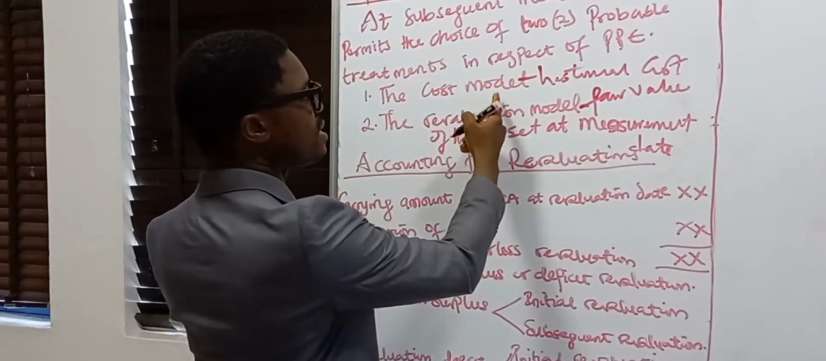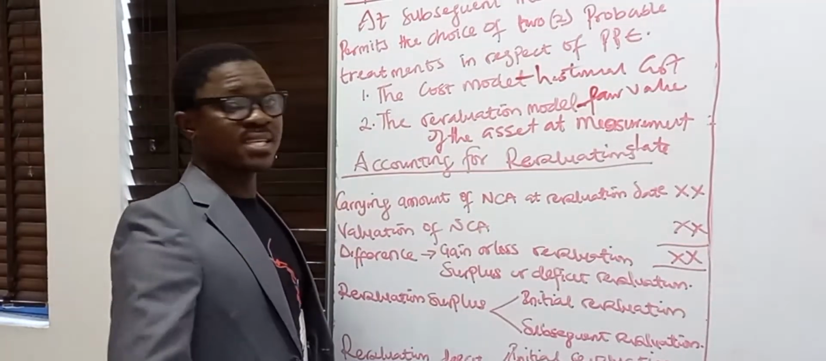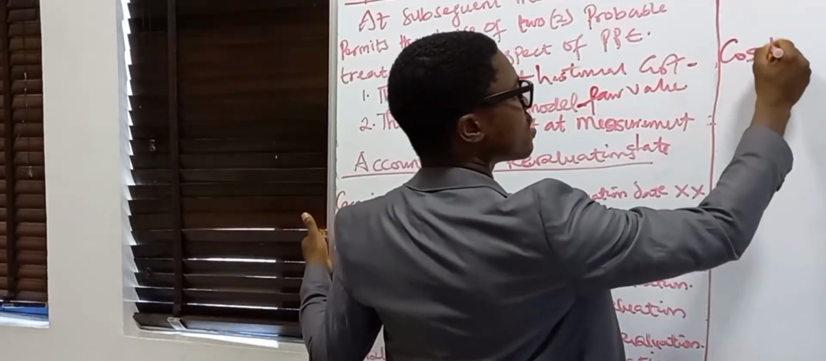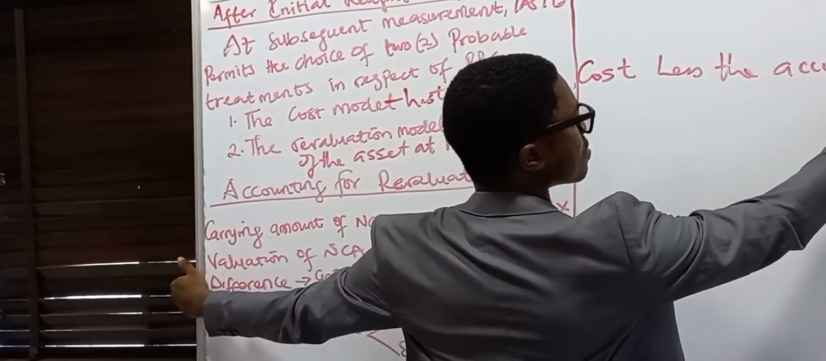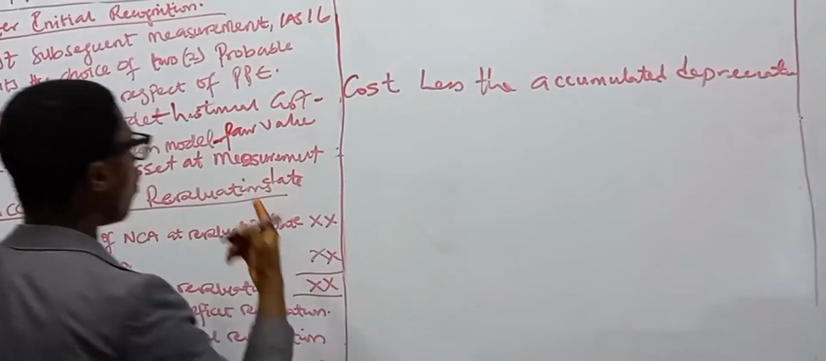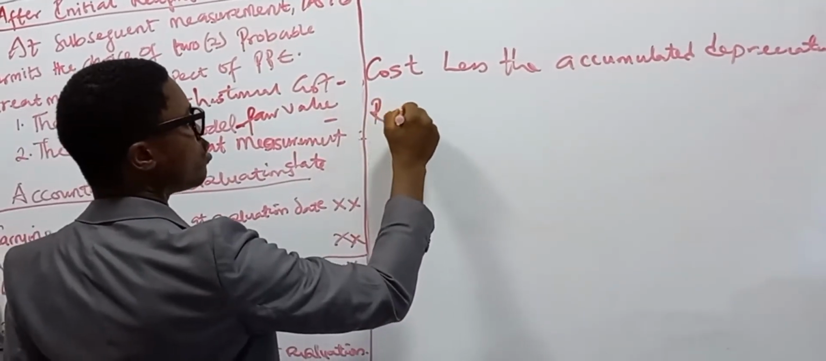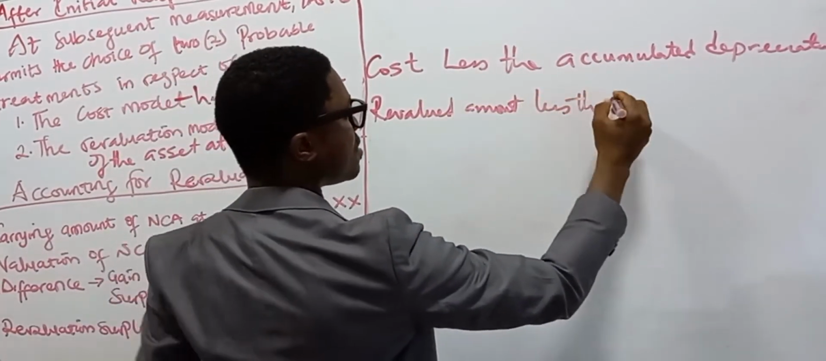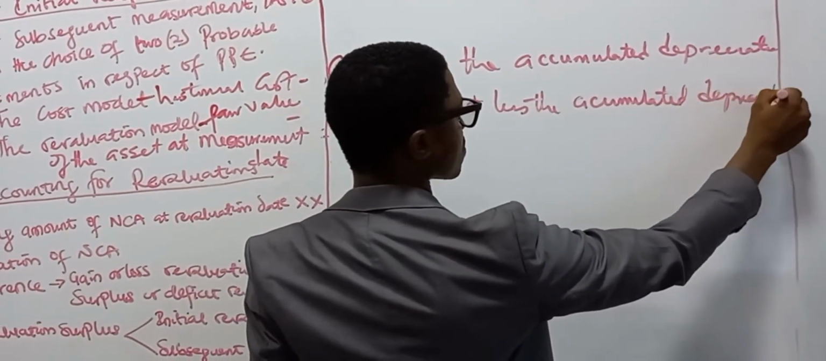What does this historical cost mean? This historical cost model simply means that every time the property, plant, and equipment is prepared and presented in the financial statement, it will be the cost less the accumulated depreciation. While the revaluation model, on the other side, talks about the revalued amount less the accumulated depreciation.